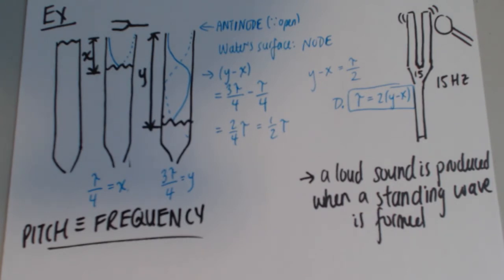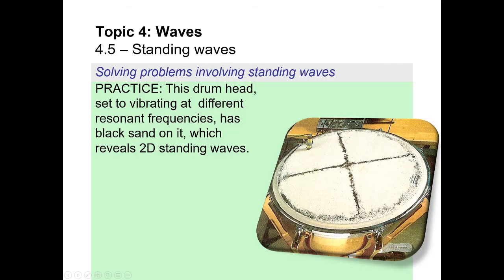All right, next. This drumhead set to vibrate at different resonant frequencies has black sand on it, which reveals two-dimensional standing waves. This is what is known as a Chladni plate. It's really an amazing tool used for demonstration purposes. So you have a very large surface, and underneath that surface you have a vibrating motor. Okay, and that motor can vibrate at all sorts of different frequencies.